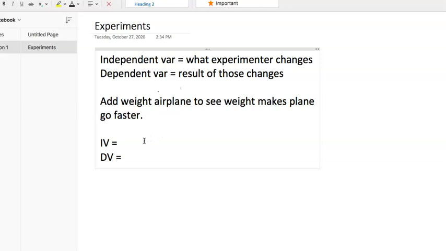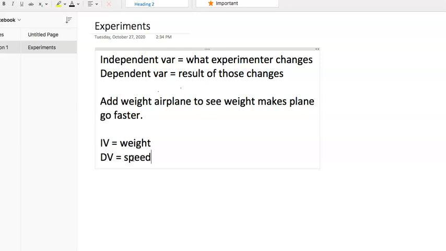Okay, independent variable. What is it that the experimenter is going to change? Hopefully it's pretty obvious that it's going to be the weight, right? Because it says right there, add weight to airplane to see if it makes it go faster. So the weight is the independent variable that the experimenter is going to change. What is the dependent variable, right? What is the result that we're looking at? It's going to be speed, right? Did it go faster or did it not? That's going to be the dependent variable.